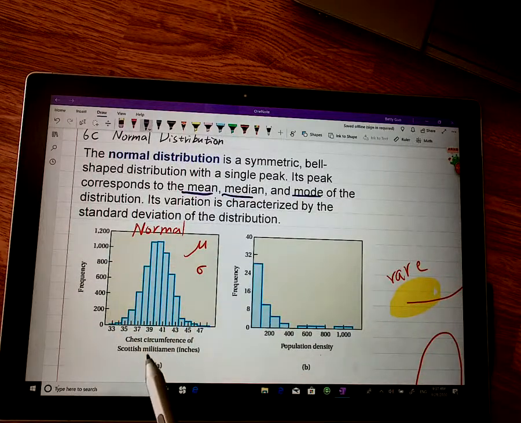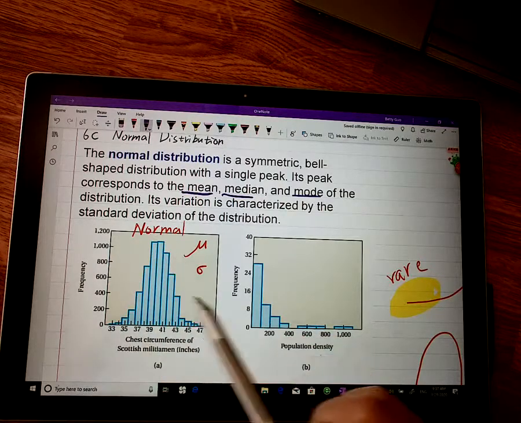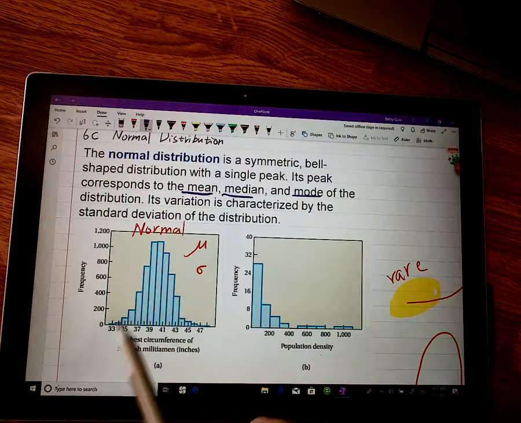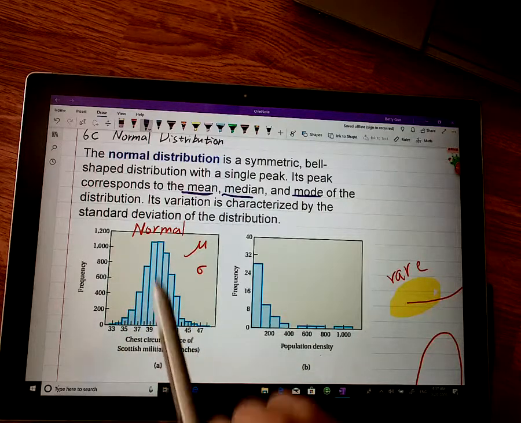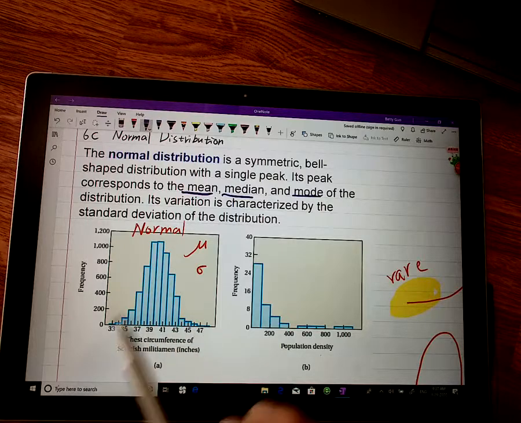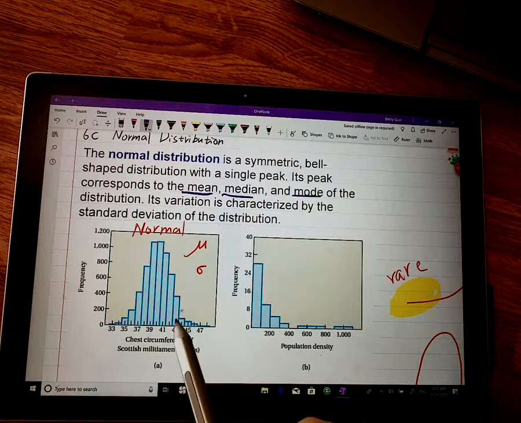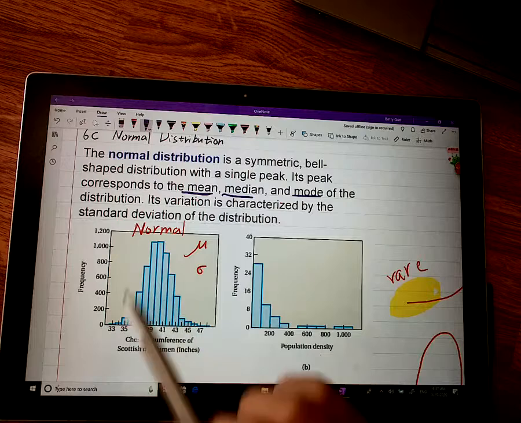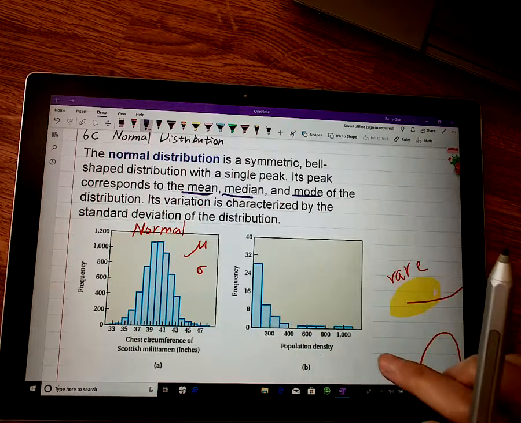This diagram is a histogram for a normal distribution. You can tell from the histogram that the distribution is roughly symmetric, with a single peak and two tails. Bell-shaped. So this histogram represents data that is roughly normally distributed.